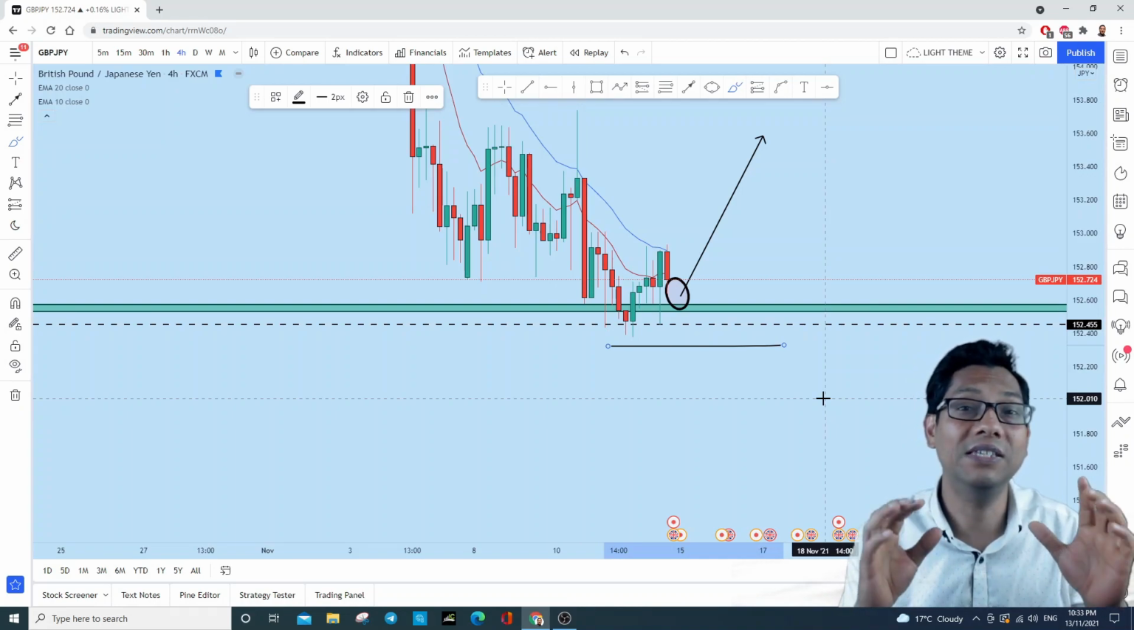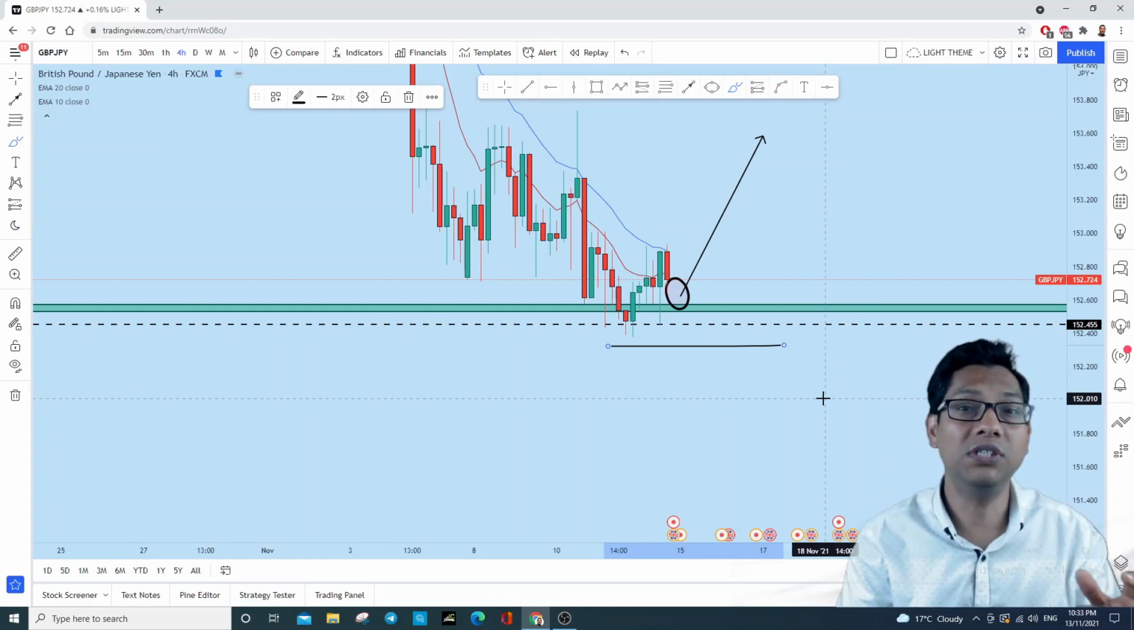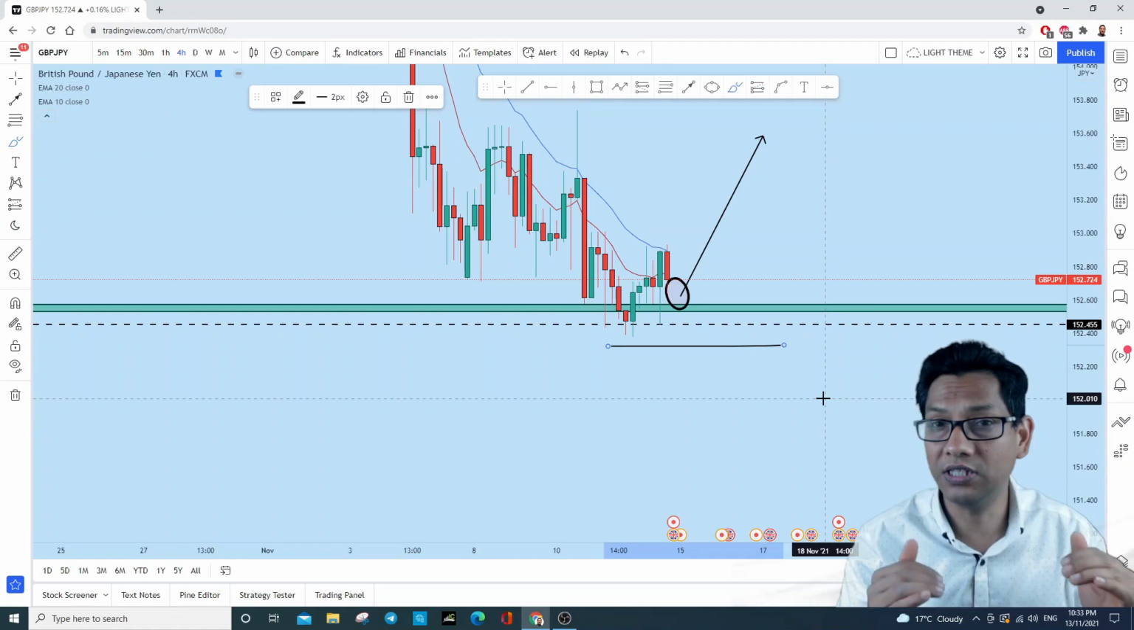As you see, there is a strong doji on the weekly, and on the monthly we see the 61.8 Fibonacci level, and we are hopeful that this instrument will rise from here.